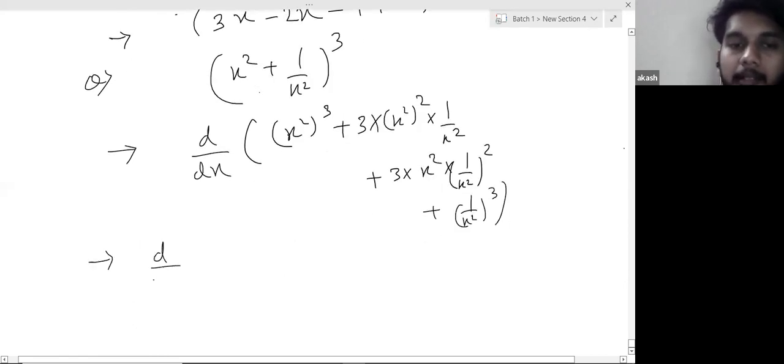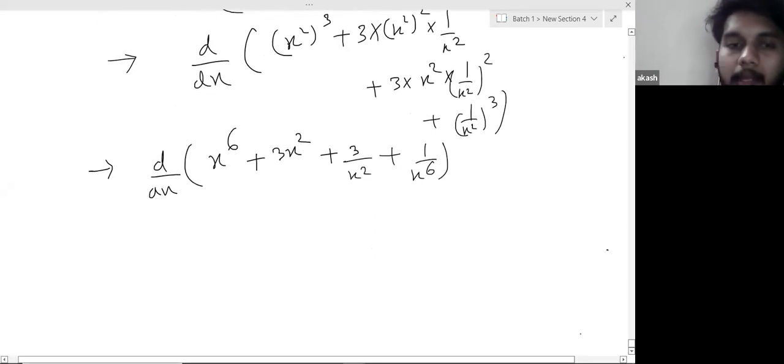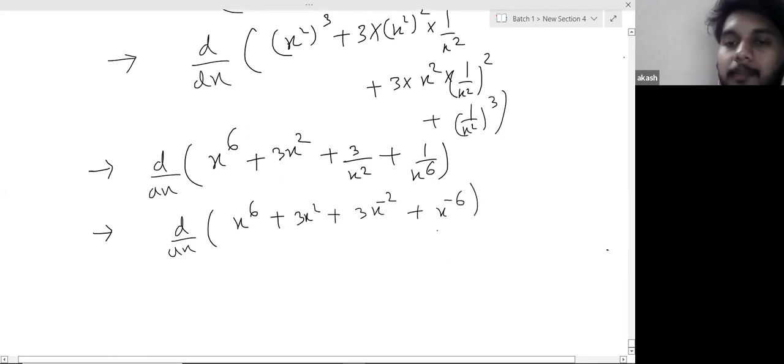So this we can write d by dx of x raised to the power 6 plus 3x square plus 3 by x square plus 1 upon x raised to the power 6, right? So this is differentiation of x raised to the power 6 plus 3x square plus 3 into x raised to the power minus 2 plus x raised to the power minus 6. Now we can differentiate this very easily.